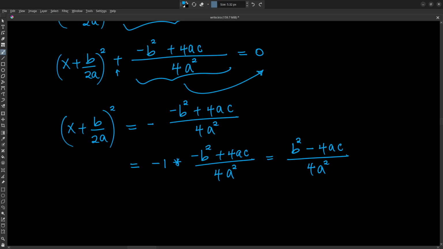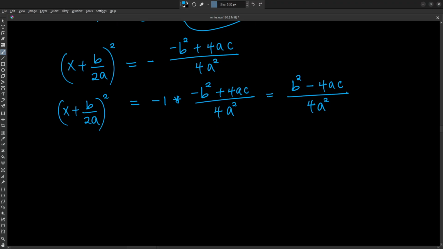And on the left side of the equation, we have x plus b out of 2a, all of this squared. Okay, so this means that x plus b out of 2a squared is equal to b squared minus 4ac over 4a squared. Remember, we are just solving for the value of x.